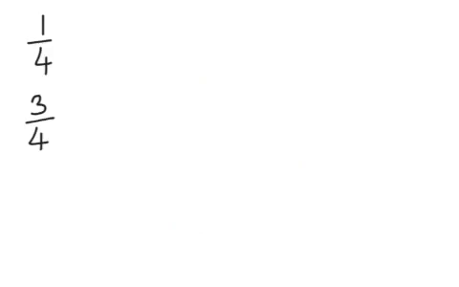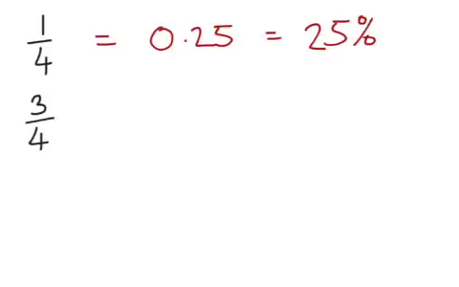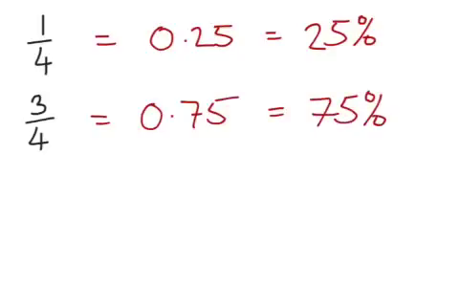Quarters, 1/4 we know is 0.25, which is 25%. We've seen that in some of our examples. And 3/4, well, that's 3 times that. So it's 0.75 as a decimal, which is 75%. I haven't got 2/4 in there because 2/4 is a half.